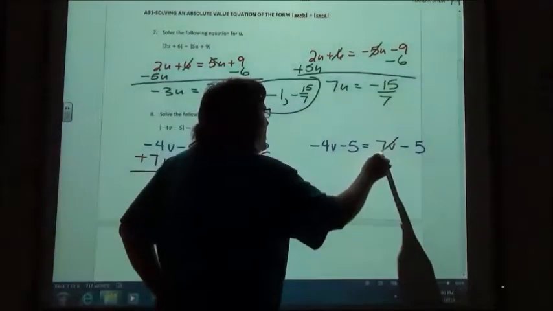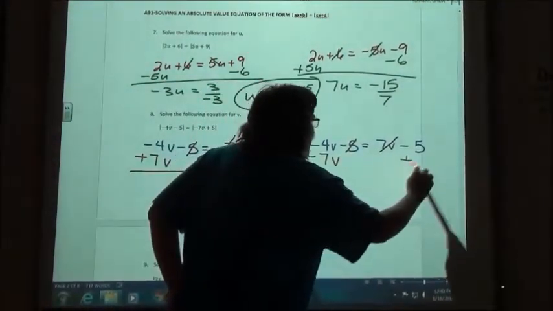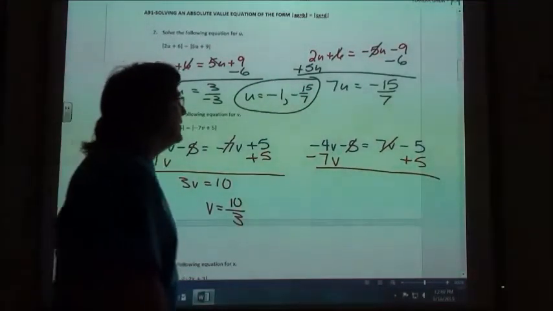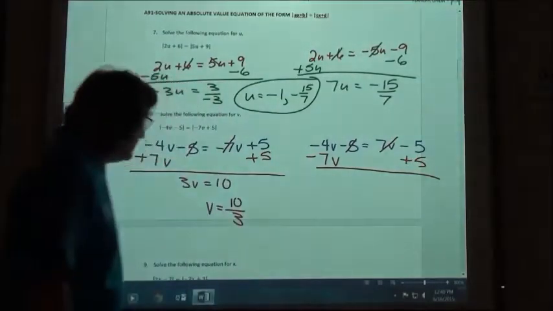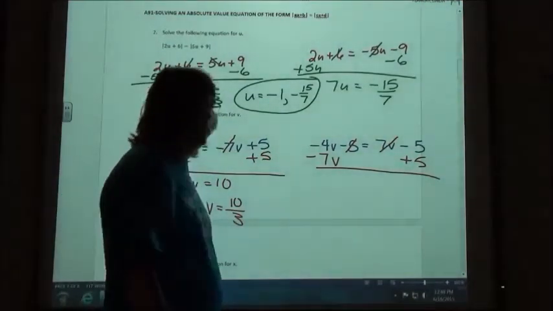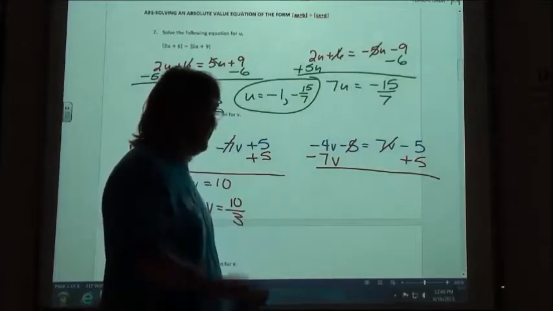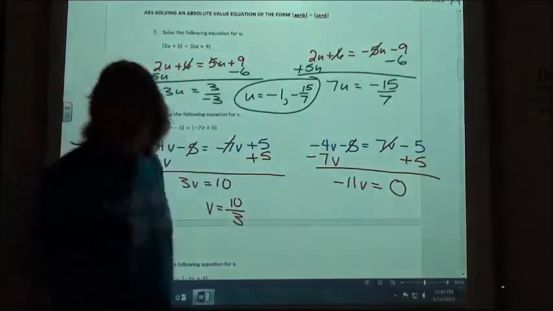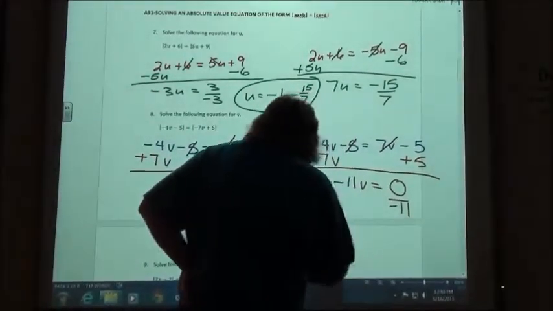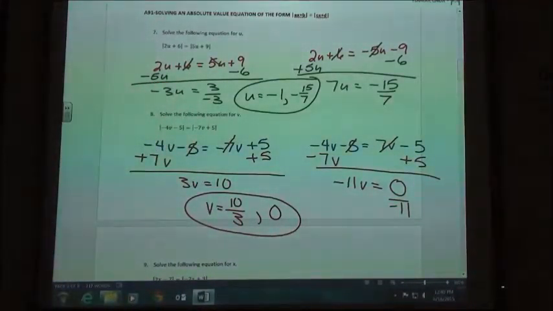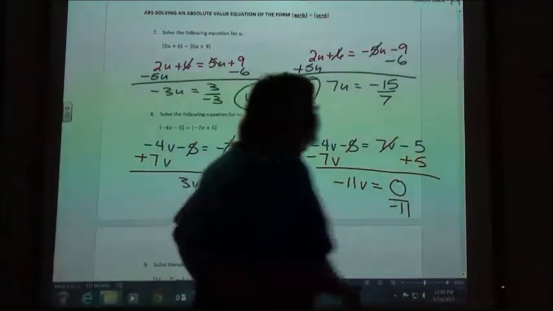On my other one, I'm going to subtract my 7v and add my 5, so I would get negative 11v equals 0, right? And 0 divided by negative 11 is still 0. So 10/3 and 0 would be my two answers for that.